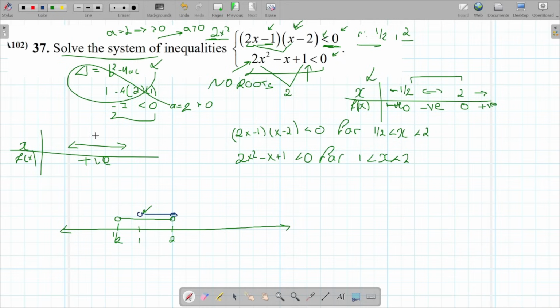Where do these two segments intersect? They intersect over here, right? Between this dot here and this dot here. So what would the solution set of the whole system be? It would be the intersection, which would be in between 1 and 2. Okay, just in case it comes.